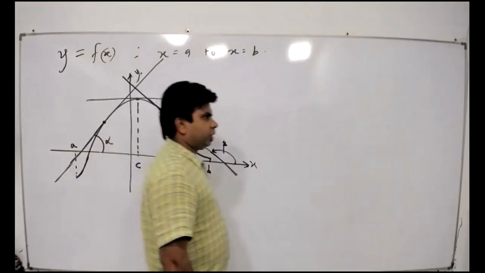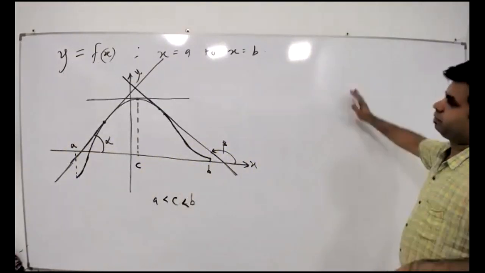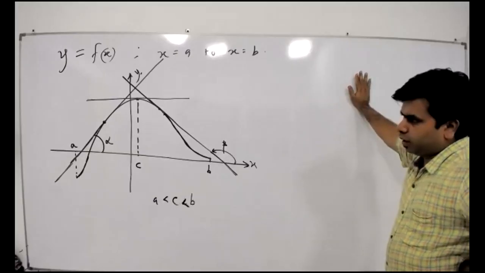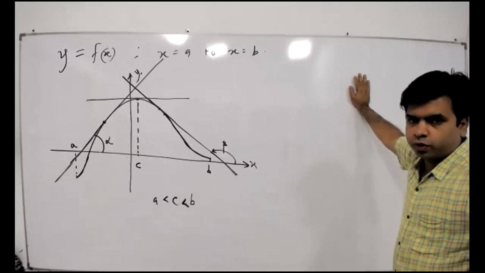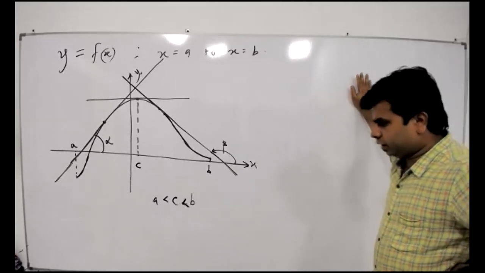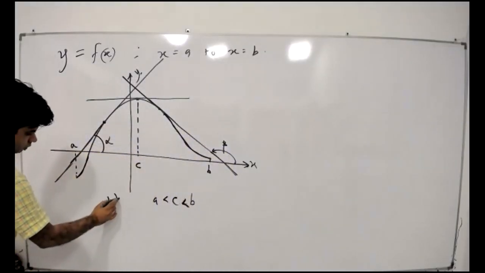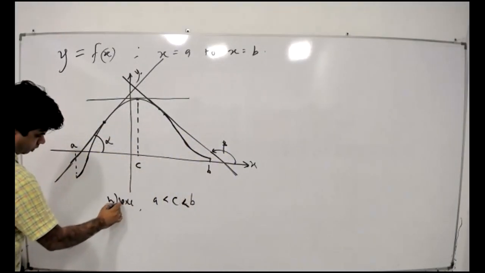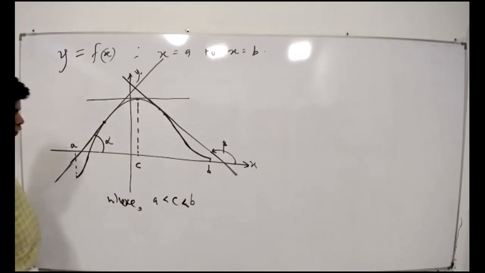Consider a function y equals f(x) from x equals a to x equals b as follows. Then take the three tangents. If you want, you can use different colors. And understand here, c is a value between a and b.